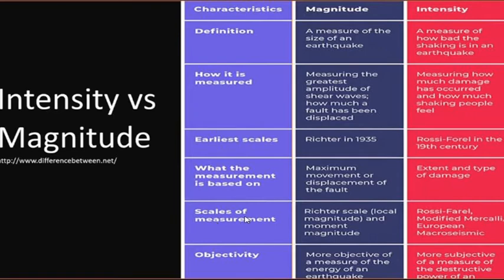So, in terms of scales of measurement, in magnitude, we have the Richter scale or local magnitude and moment magnitude. For intensity, Rossi-Forel, Modified Mercalli, and European Macroseismic. As for objectivity, magnitude is more objective, a measure of the energy of an earthquake. While intensity is more subjective, a measure of the destructive power of an earthquake. So yun po ang pagkakaiba ng dalawa.